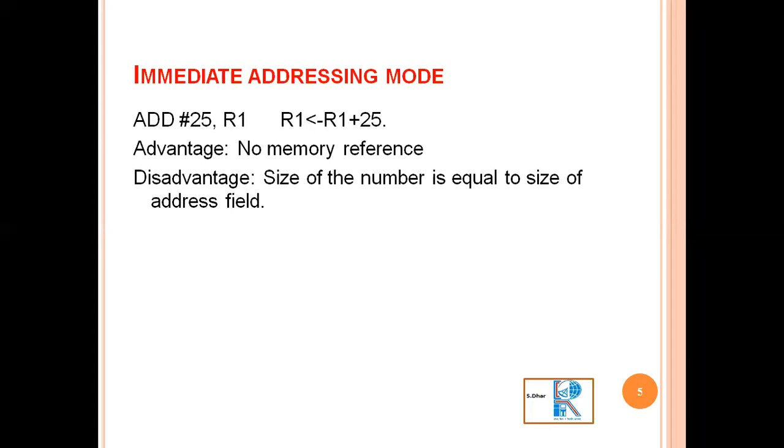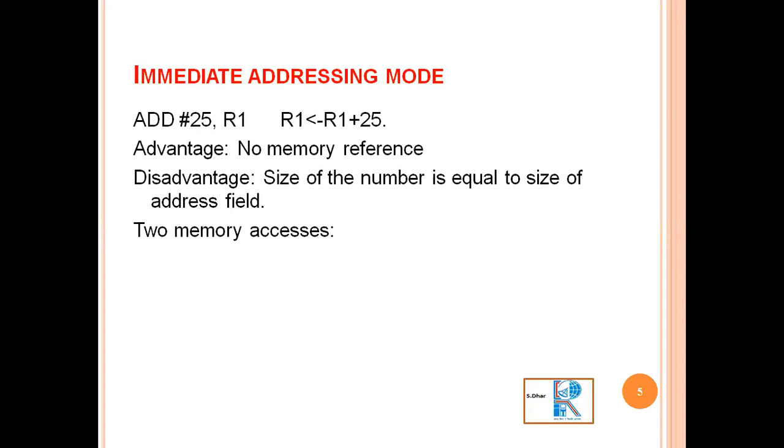Suppose for writing one address field, 3 bits are given. That means what is the maximum number of addresses it can generate? 2 to the power 3, that means 8 addresses it can generate. So what number can you write here? The maximum number you can write is 8, because that address field only gives this type of address. That is the limitation of the address field, so that is also the limitation of the immediate addressing mode. Clear?